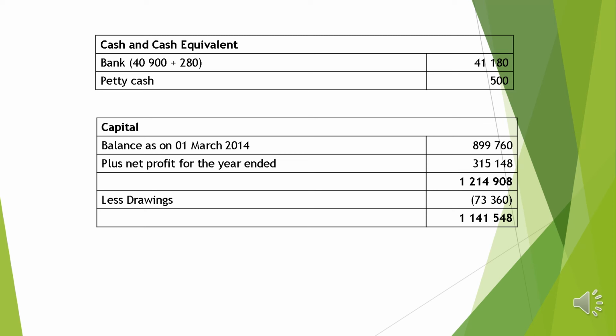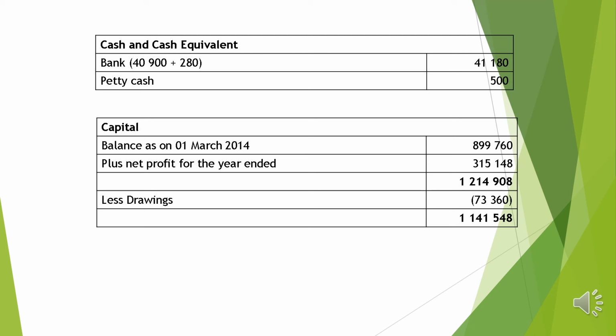Withdrawals in the form of cash, or in the form of stock or inventory, we regard as drawings. Then what you need to do here is balance as on 1 March. So you are referring to an opening balance, which we take from the pre-adjustment trial balance, which is 899,760, plus your net profit for the year ended, which is 315,148, which we took from the statement of comprehensive income or income statement.